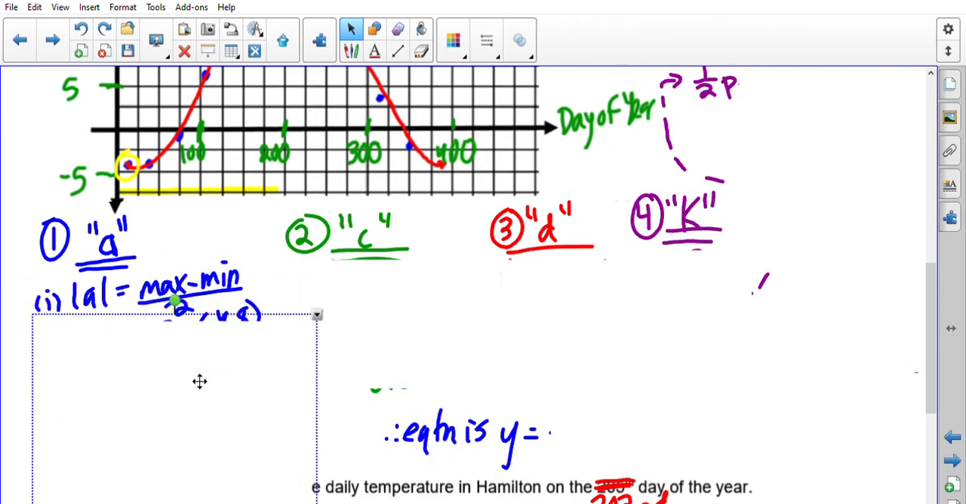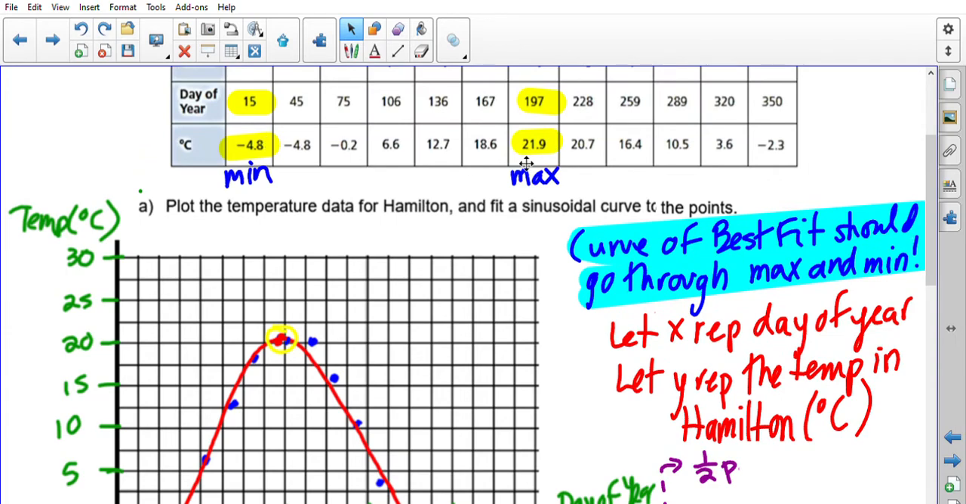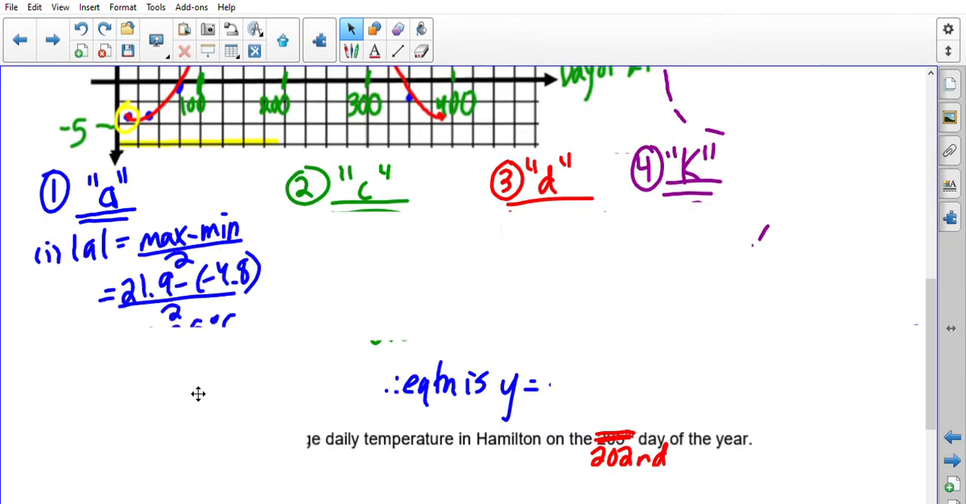So we know that the amplitude is max minus min divided by 2. And remember, we're working with these values as our max and min. So 21.9 minus negative 4.8 divided by 2, which will give us 13.35 degrees Celsius. So that's our amplitude. Now we need to determine if in our equation the A value is positive or negative.